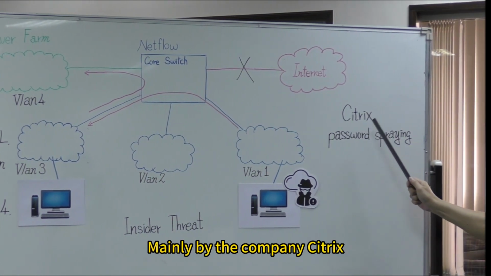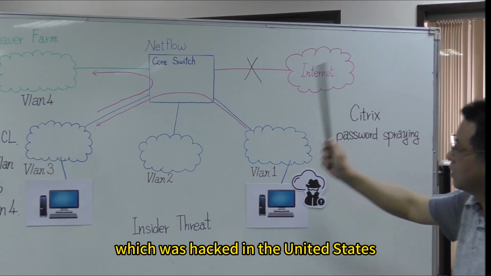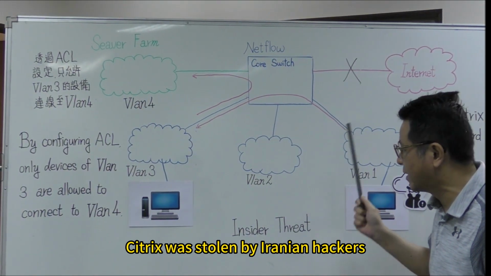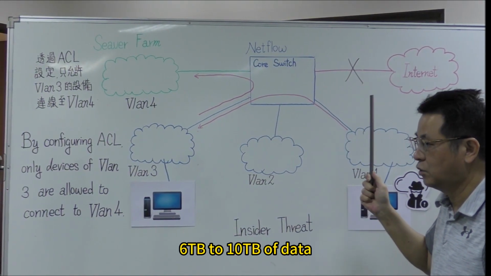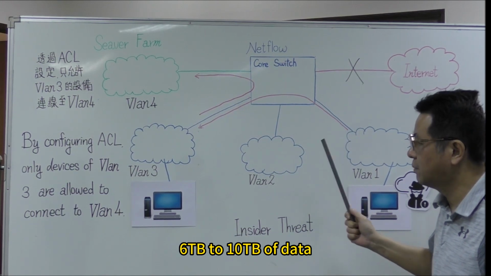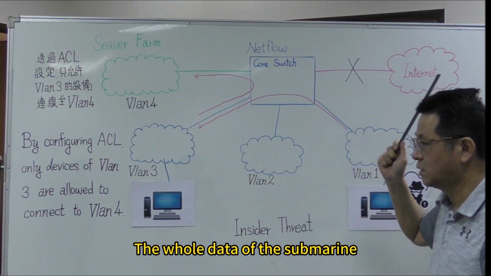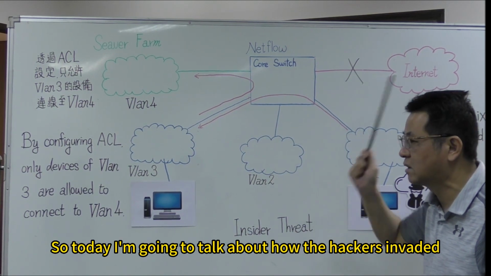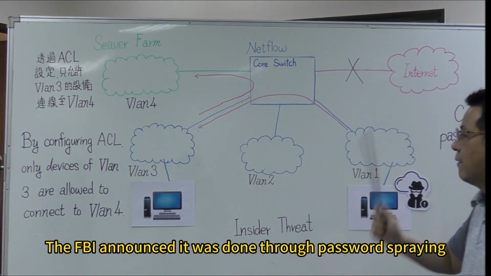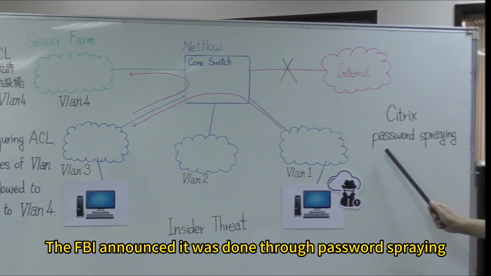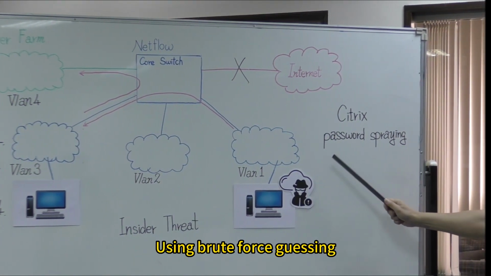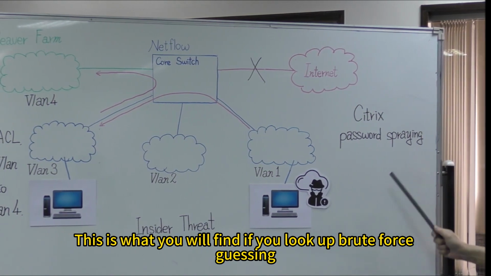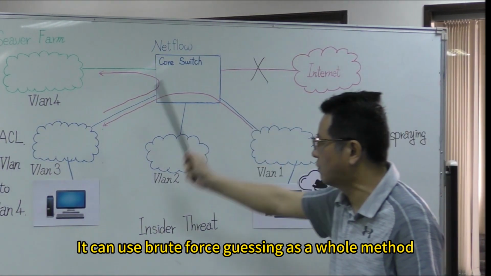Mainly by the company Citrix, which was hacked in the United States. Citrix was stolen by Iranian hackers 6 terabytes to 10 terabytes of data. The whole data of the submarine. So today I'm going to talk about how the hackers invaded. The FBI announced it was done through password spraying using brute force guessing. This is what you will find if you look up brute force guessing. It can use brute force guessing as a whole method.